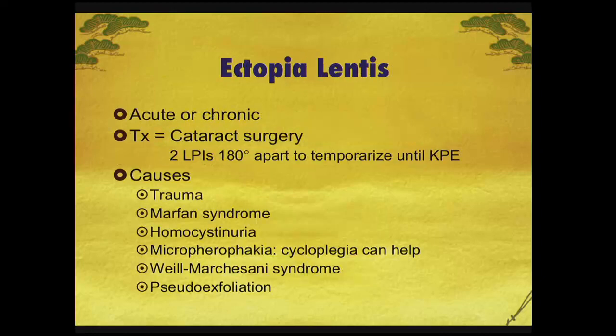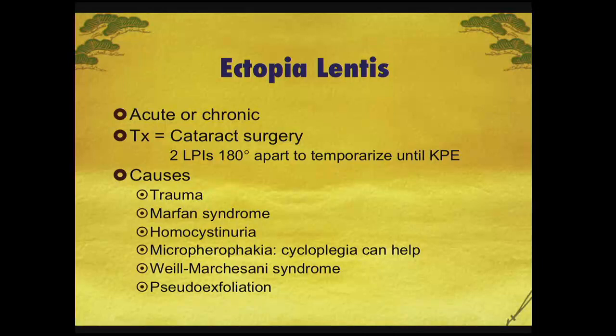Ectopia lentis, this again has to be treated with cataract surgery. It's recommended to do 2 iridotomies 180 degrees apart. Since the lens can be mobile in the eye, it could shift over and close off 1 iridotomy. So having 2 is a little bit of insurance.